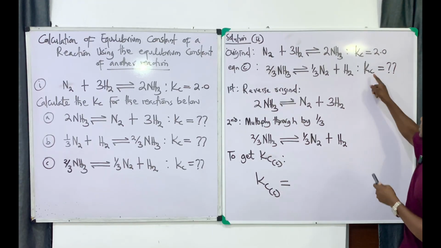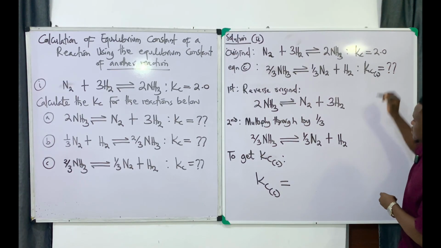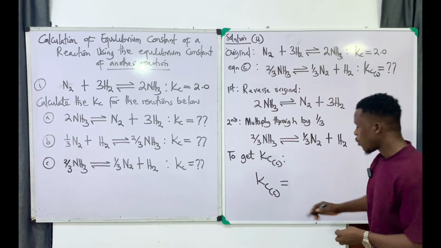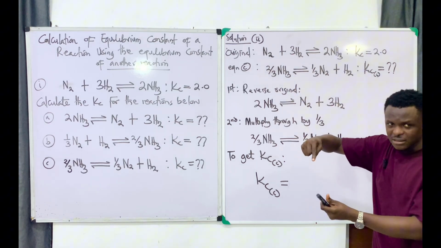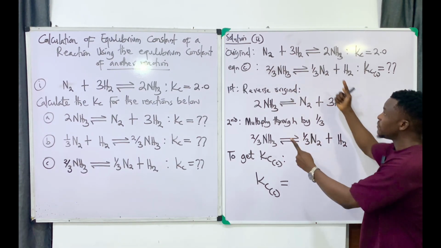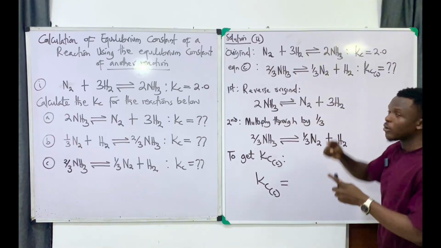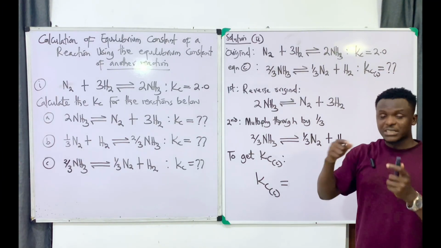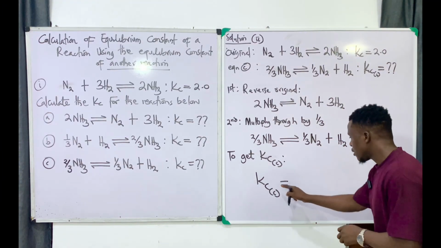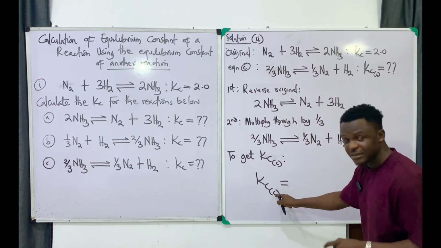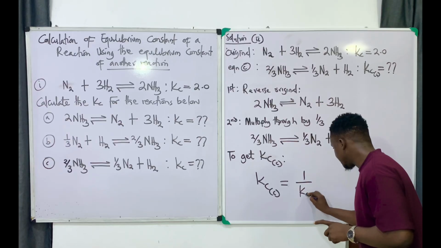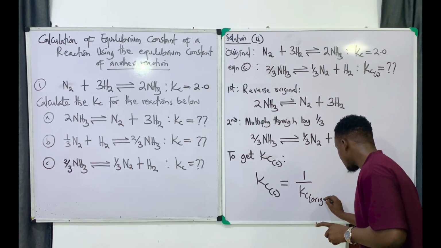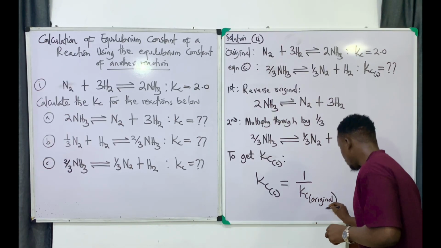So I will say the equilibrium constant of this equation C would be equal to... what was the first thing we did to this original equation? You reversed it. Remember, once you reverse an equation, the equilibrium constant becomes the reciprocal. So the first step was reverse, so this becomes 1 over Kc original.